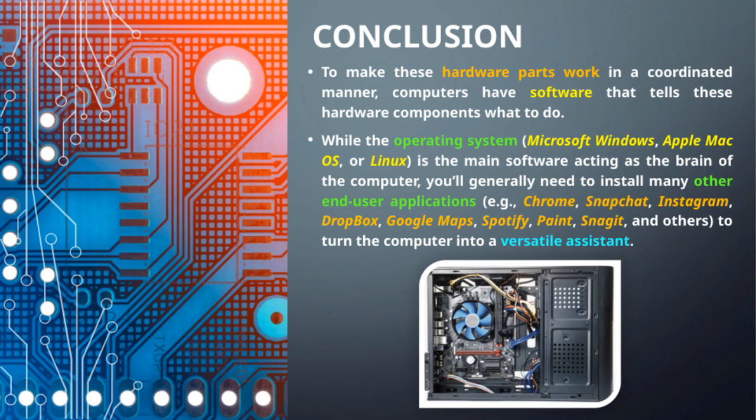But of course, a computer isn't just about the operating system. To really make your computer versatile and useful, you'll want to install various end-user applications. These are the programs like Chrome for browsing, Snapchat and Instagram for social media, Dropbox for file storage, Google Maps for navigation, Spotify for music, and even creative tools like Paint or Snagit. Together, these applications, along with the OS, turn your computer into a powerful, adaptable assistant that can handle a wide range of tasks. This interconnected system is what makes computers so incredibly flexible and useful in our daily lives.